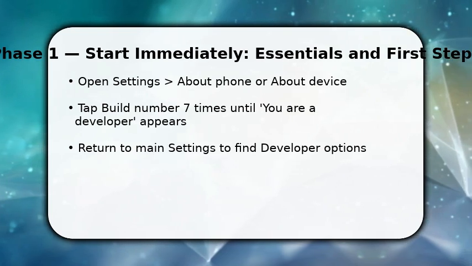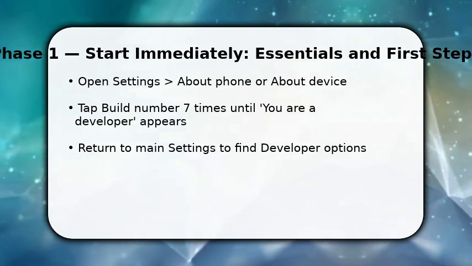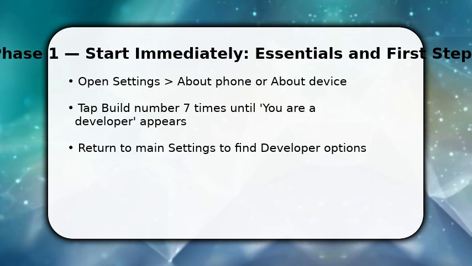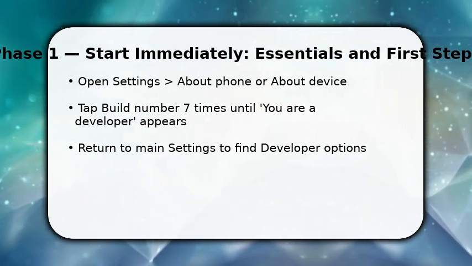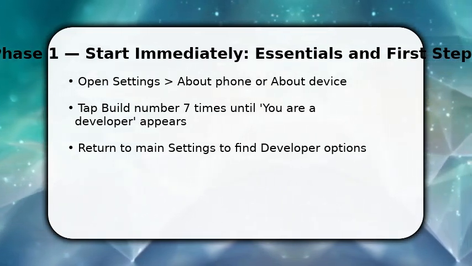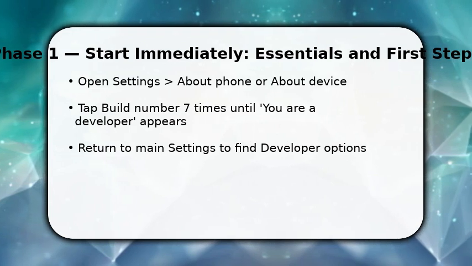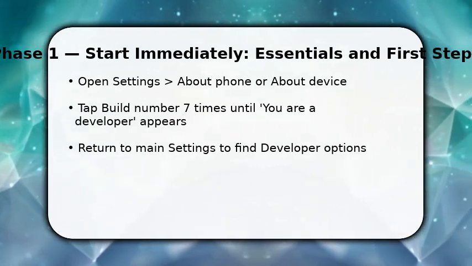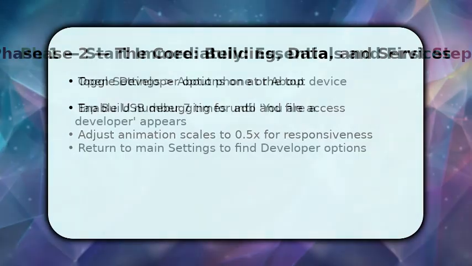Once done, navigate back to Settings. Developer options will appear. You want this enabled first because it exposes the tools we'll use next. Without it, the rest of the steps can't proceed. You should toggle developer options on at the top. That activates the entire panel.